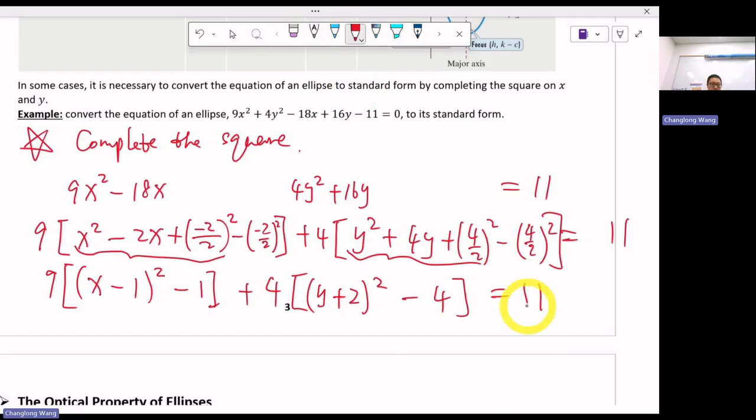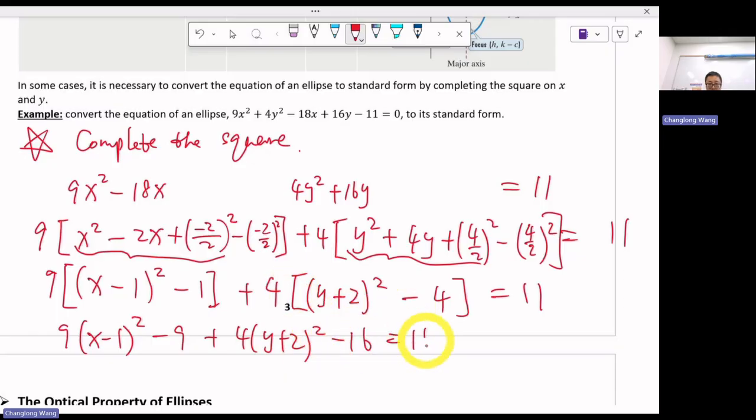Okay. Now we have pretty much what we need, right? But we need to get rid of those excessive brackets. So distribute a 9. You get 9 times (x minus 1) squared, right? Minus 9. Here distribute a 4: 4 times (y plus 2) squared minus 4 times 4, 16, right? Equals 11.